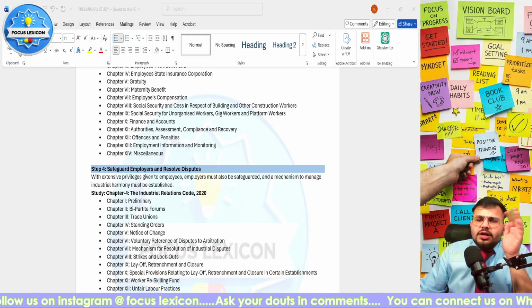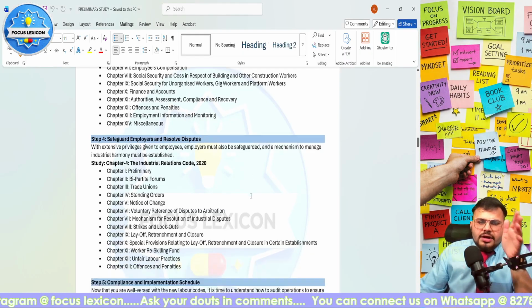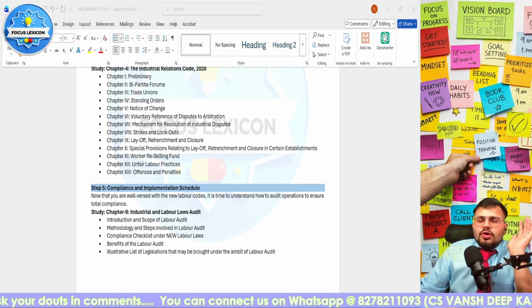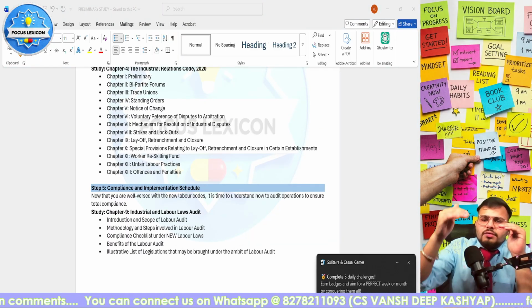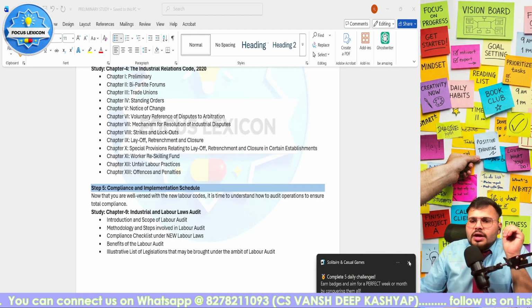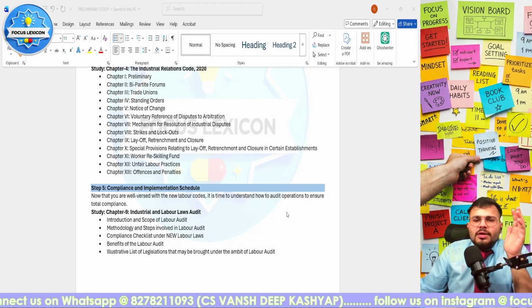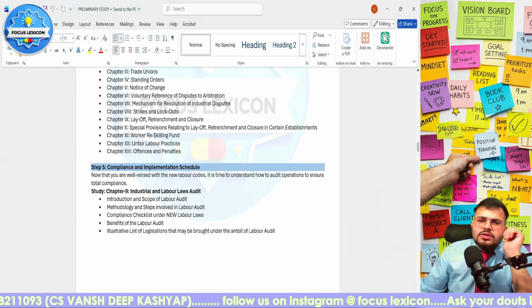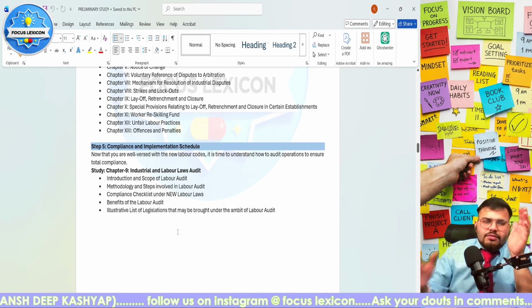Law should be studied in context. So we have provided the whole sequence and whole chronology. Now after drafting all the laws, after following all the laws, you are eligible to mark the compliances. Now you have studied all the laws, so you are eligible to find their compliances.